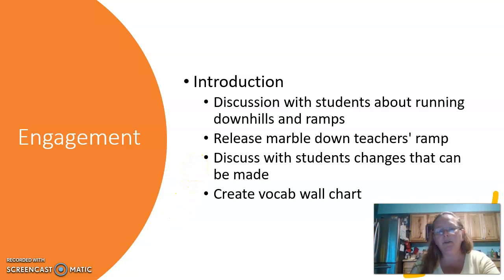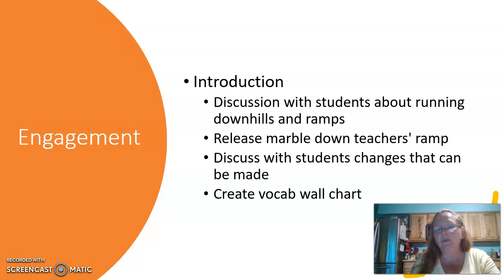Engagement. To introduce this project, I'm going to start out with talking to the students about whether they've ever walked down a hill or ran down a hill or walked or ran down a ramp. How different did it feel from walking on flat ground? Did they feel like they were going faster? Did it make them run faster? Did they get down quicker than had they just walked?